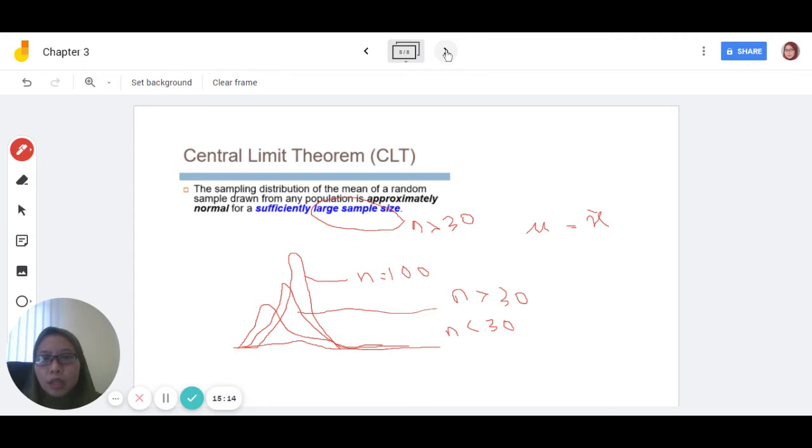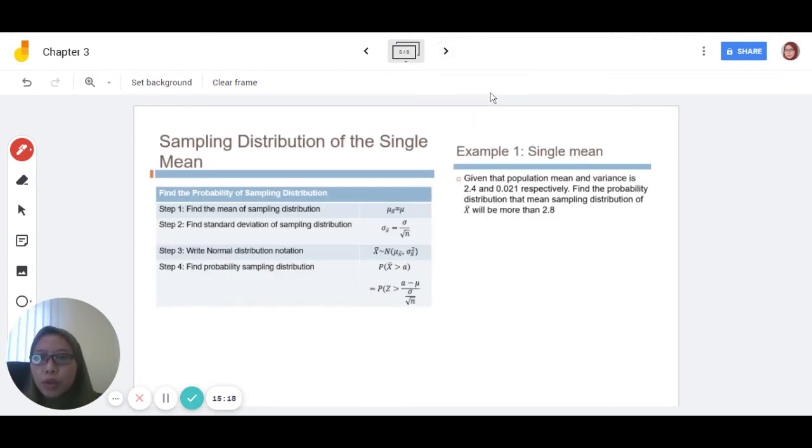Okay, so now let's look at how you can find the probability of the sampling distribution for a single mean. To find this probability, we can use a normal distribution. The notation is capital N, and this is the mean, and this is the variance. This is denoted as the sample mean and the sample variance, from the previous formula that we proved just now.